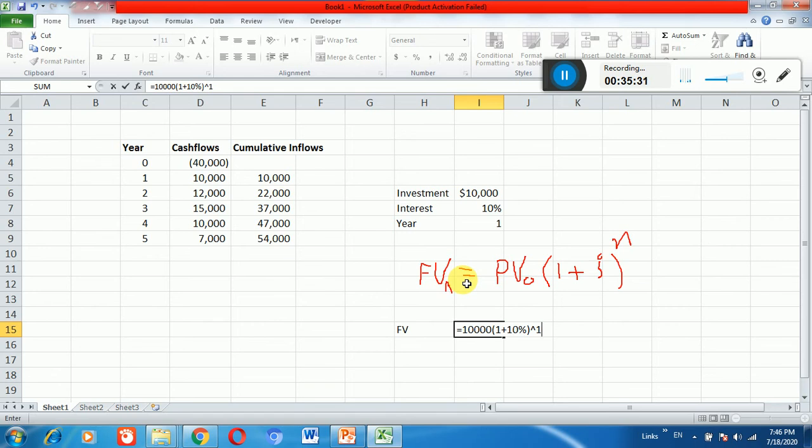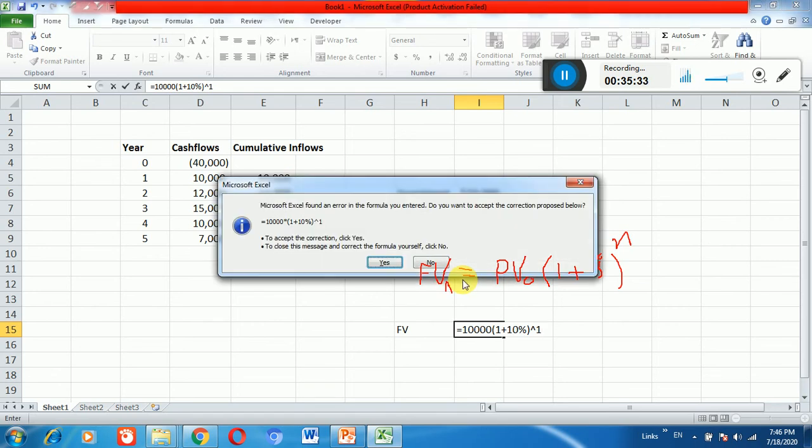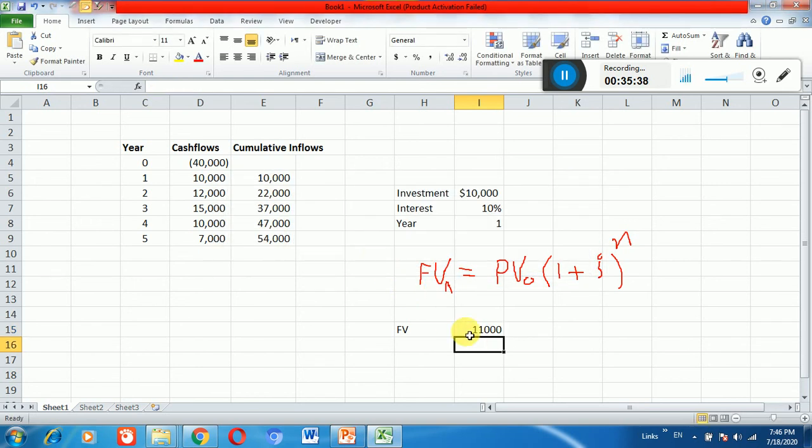So now how much is the future value we will have? The answer is $11,000. If you invest $10,000, the future value after 1 year is $11,000. So $10,000 is the present value, and this is the interest, and after 1 year you will have $11,000. This is called the future value after 1 year.